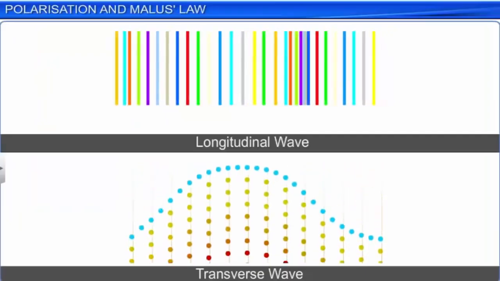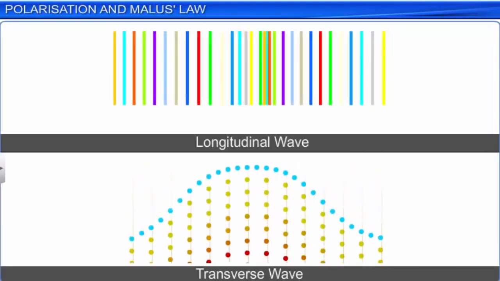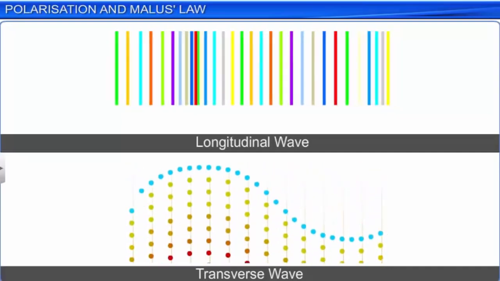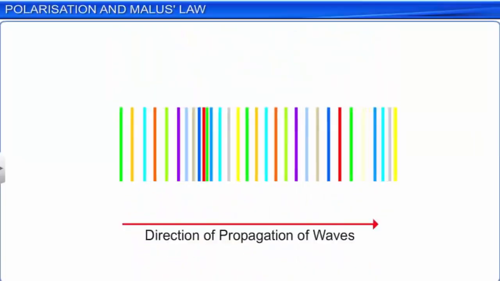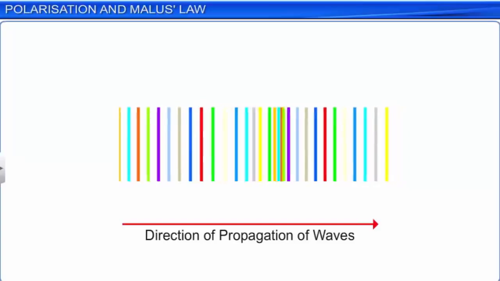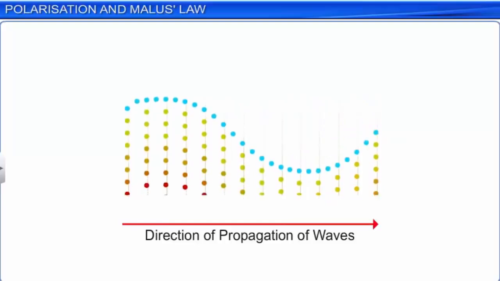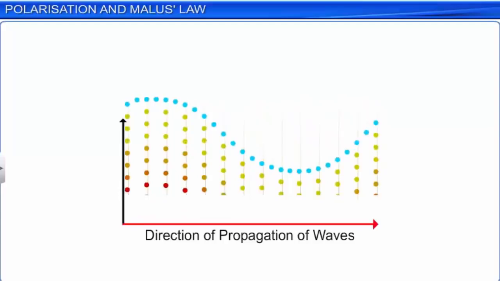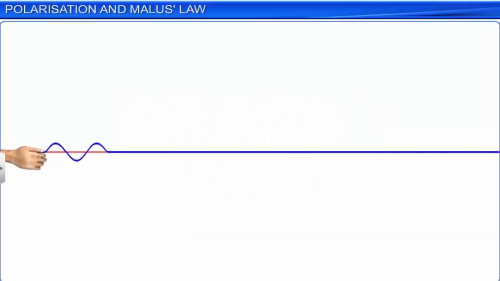Waves are classified into either transverse or longitudinal waves depending on the relationship between the direction of displacement of the oscillating element and the direction of propagation. If the displacement is along the direction of propagation of the wave, then the wave is called a longitudinal wave. Whereas, in the case of a transverse wave, the displacement is perpendicular to the direction of propagation of the wave. Polarization is a characteristic of all transverse waves.